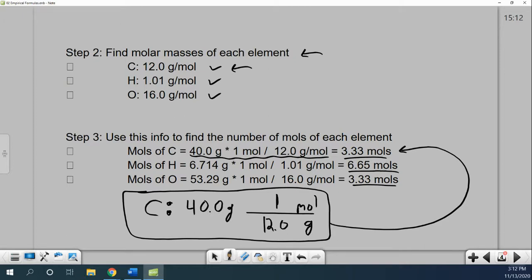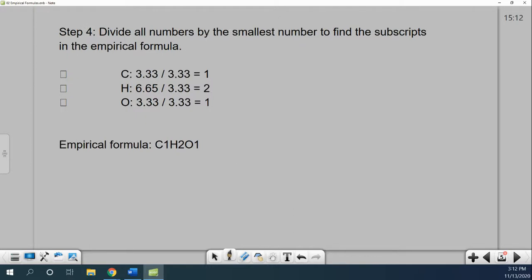The last step is to find the ratio. Well, without even looking at this, you could probably tell me if it's 3.33, 6.66, 3.33, it's probably 1 carbon, 2 hydrogens, 1 oxygen. The ratio is 1 to 2 to 1, right? But let's say those numbers were more confusing and harder to find.